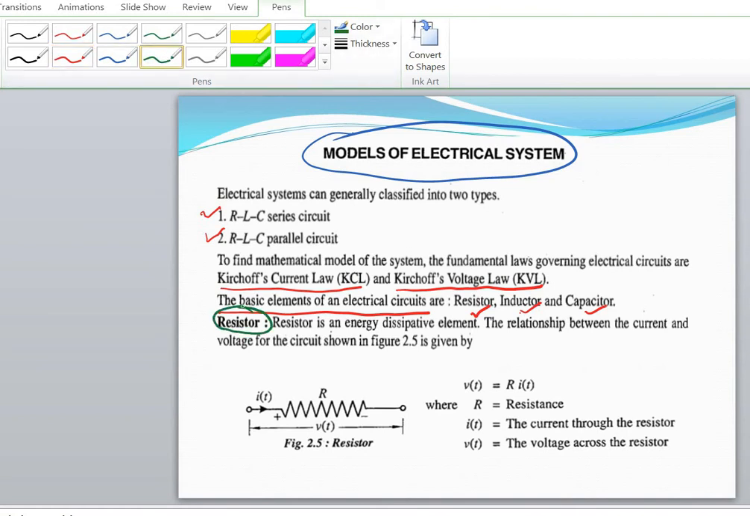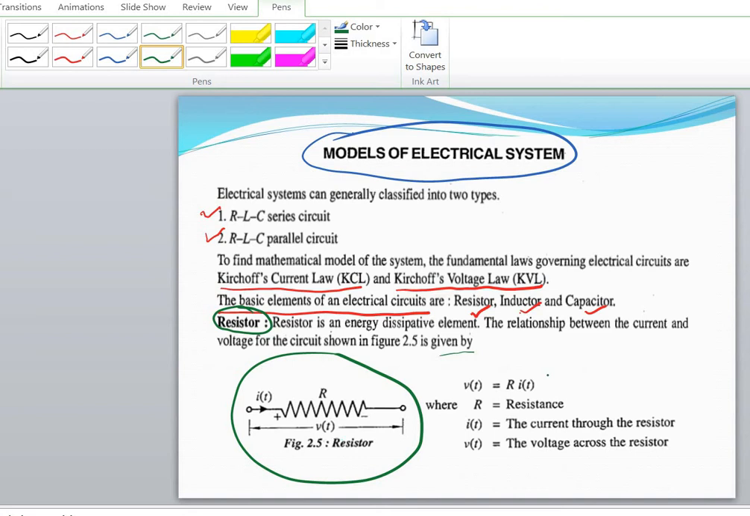Now let us consider each of these elements separately. The resistor. What is the property of the resistor? Resistor is an energy dissipative element. It dissipates energy. The relationship between current and voltage for the circuit shown in 2.5 which has a resistor. For example, consider this circuit. In this circuit, a current I of t flows into the circuit which has a resistor with resistance R ohms, and the voltage across this circuit is V of t.